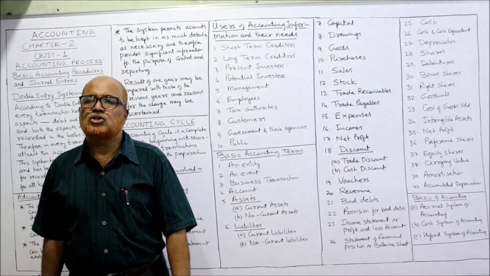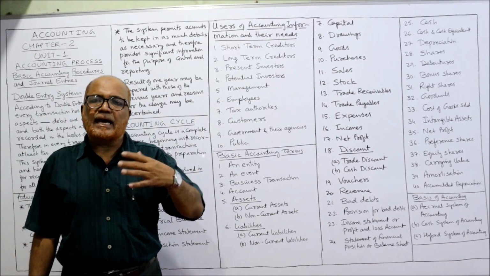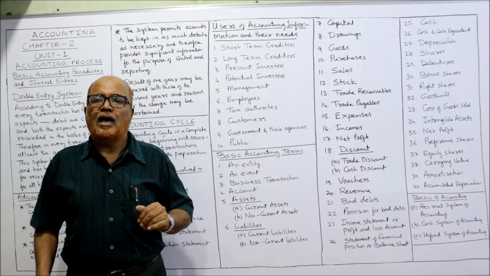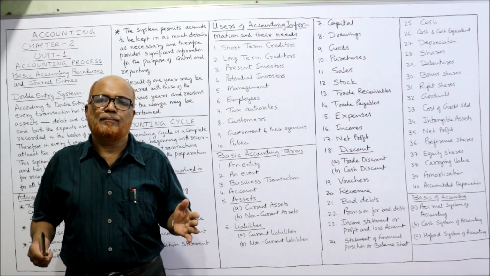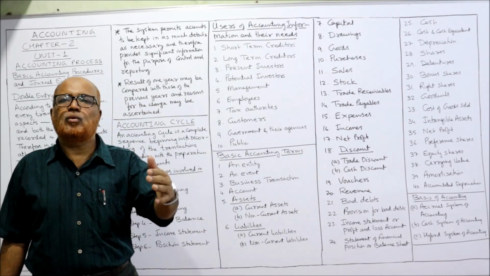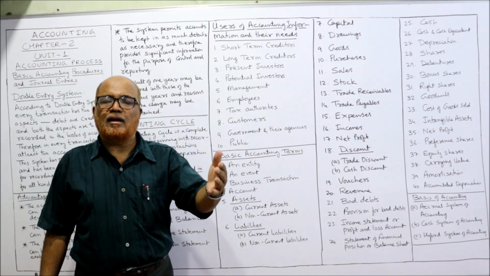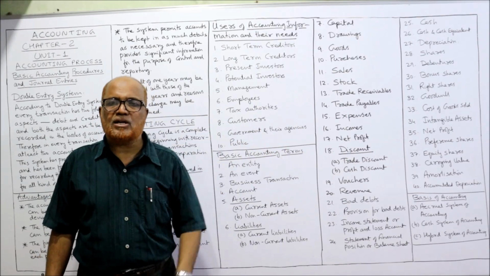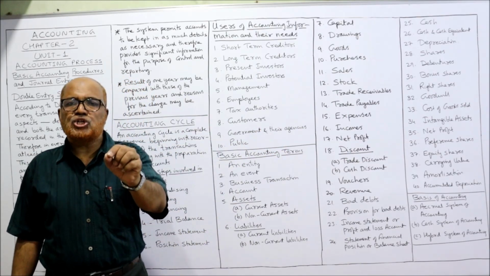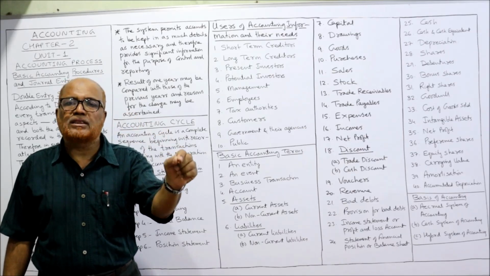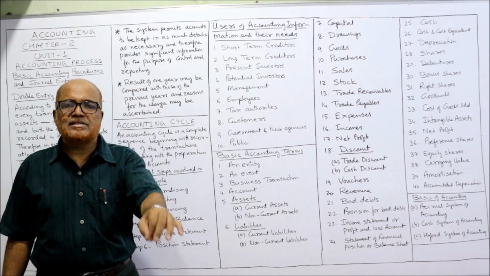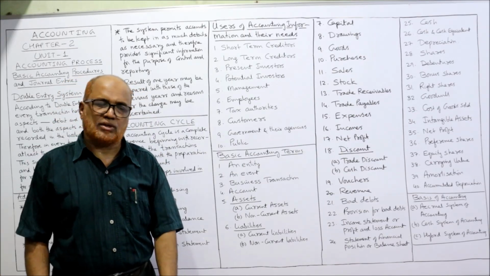Next comes business transaction. Transaction means exchange. Something we are giving, something we are getting. Every economic entity will conduct so many transactions like purchasing the goods, selling the goods, paying the salary, paying the rent, receiving the cash, paying the cash. All these are called transaction. Simply exchange of money or money's worth is called a transaction. When the transaction is conducted by a business, it is called business transaction.